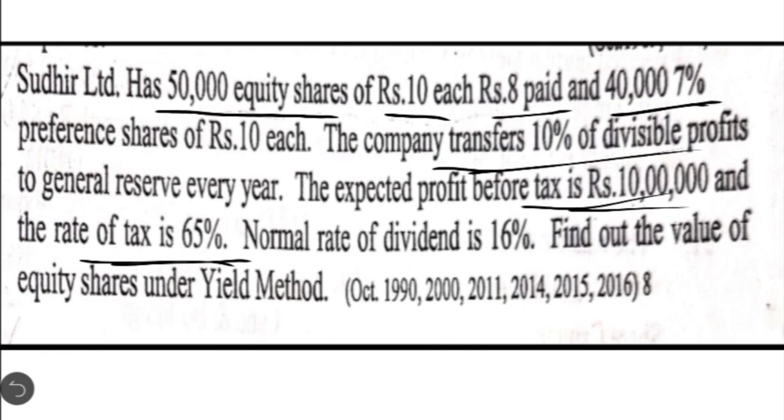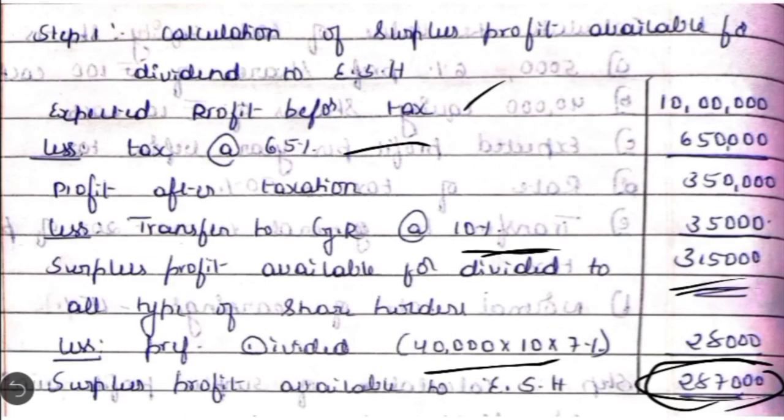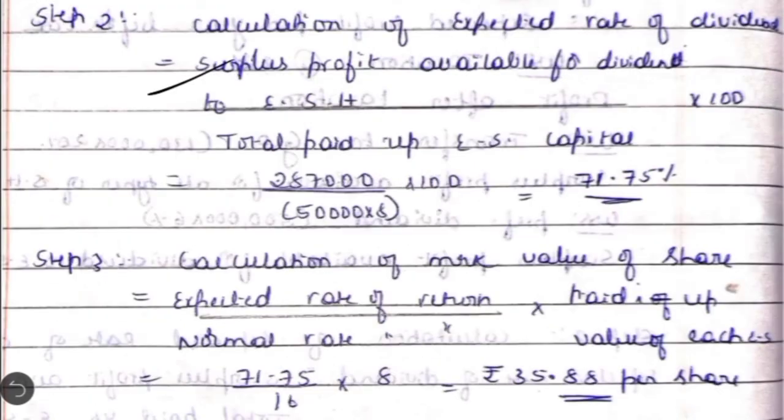So to know what is the total paid up capital, 50,000 into 8, which comes to 4 lakh rupees. Okay, don't multiply 10. It is just the face value. Paid up value is only 8. So 50,000 into 8, which comes to 4 lakh. Okay, into 100. 2,87,000 divided by 4 lakh into 100, we get 71.75% as the expected rate of dividend.